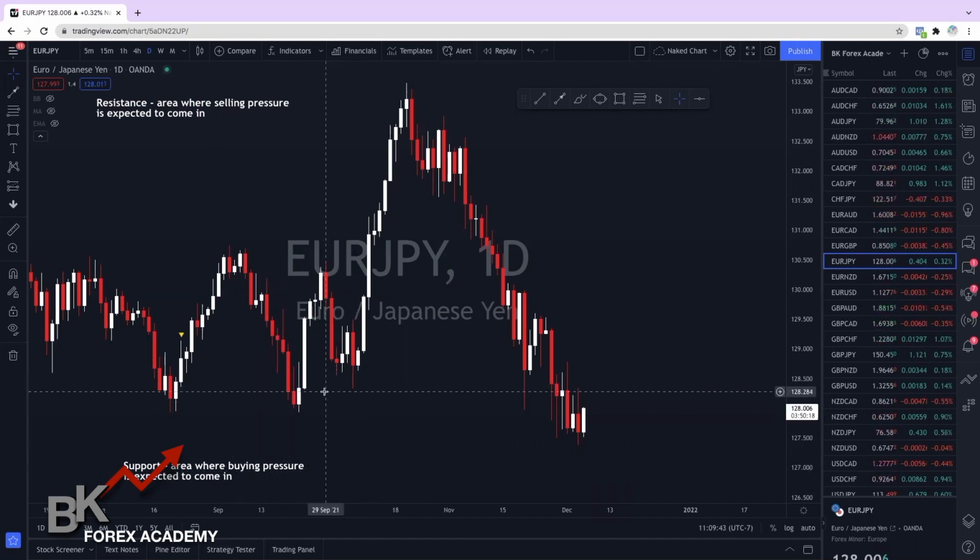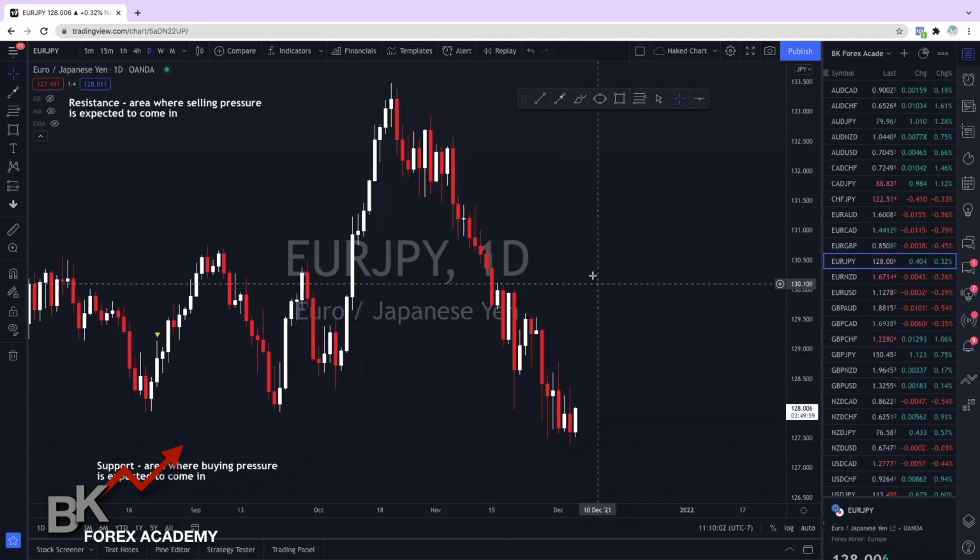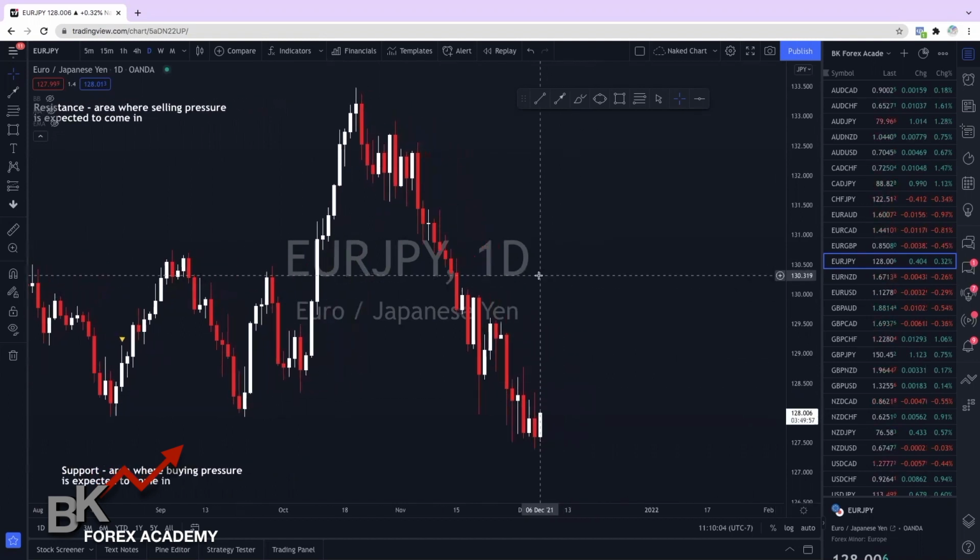Looking at my chart, this is how I like my chart. These candles going up are my buy candles, and this represents buyers. The red candles on my chart represent sellers. See that market going down? You can see that sellers are in control on this daily chart right now.